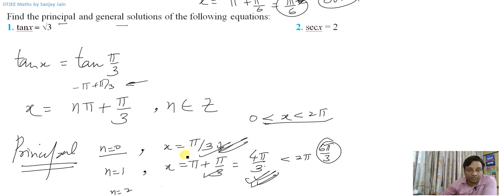What are the principal solutions? Principal solutions are pi by 3 and 4 pi by 3. What are the general solutions? This is my general solution.